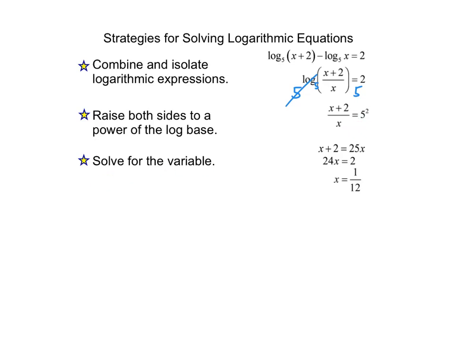Then I solve for the variable. So I multiplied both sides by x, and then I solved by subtracting x from both sides. That gave me 24x equals 2, and dividing both sides by 24, I ended up with 1/12. And again, you need to double check to make sure your arguments are still positive, which they are. So my solution is x equals 1/12.